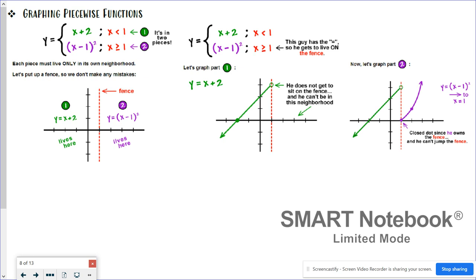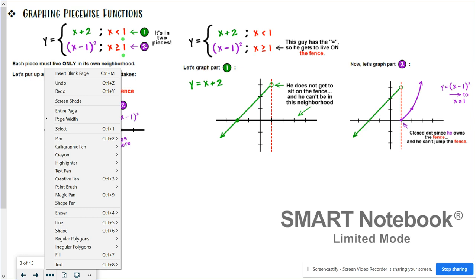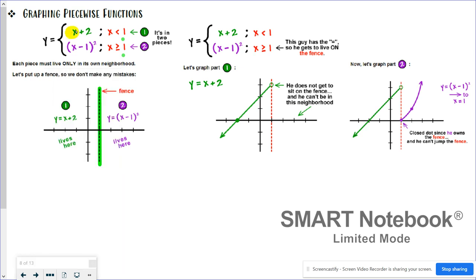And so this particular piecewise function has one fence, and it's at x is 1. And so as you can see, they drew this dashed line at x is equal to 1, and that's the fence, okay? So the first piece, x plus 2, lives in the neighborhood where the x values are less than 1. All right, so that is the neighborhood on the left. They're even indicating that y equals x plus 2 lives here in the neighborhood on the left.